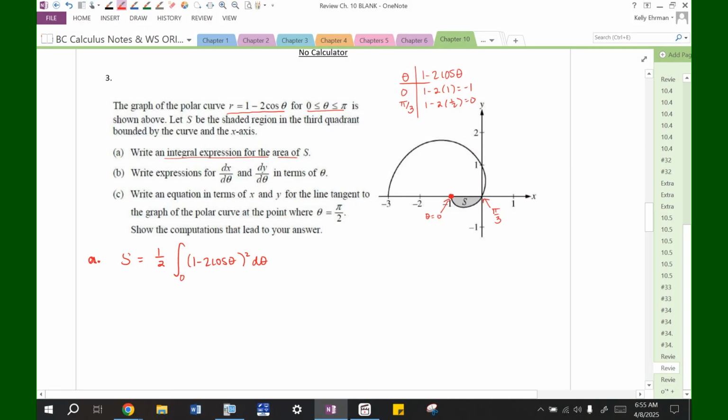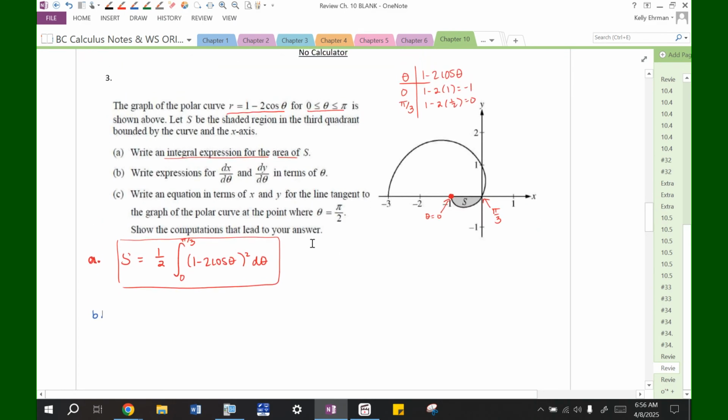So those are the bounds here, 0 to pi over 3. It does not say to find the area, so that's it. Just write the integral expression. I think that's because this is no calculator, and they don't want us to do that horrible thing where you square this out. And we could do this without a calculator, but I don't think they're going to have us use that trig identity to be able to do it.